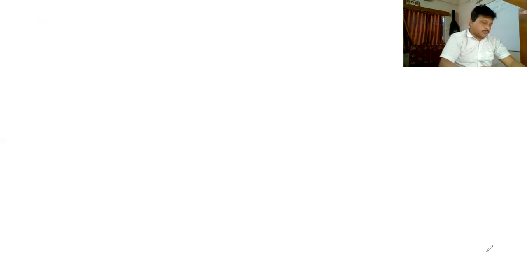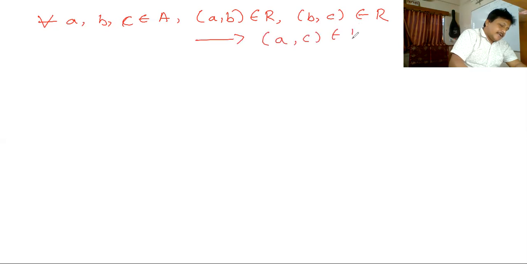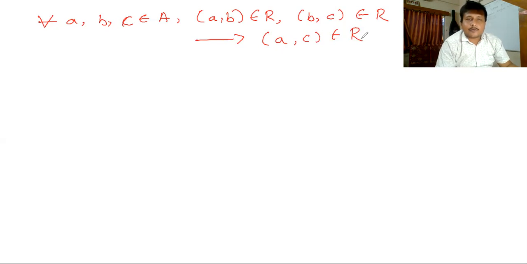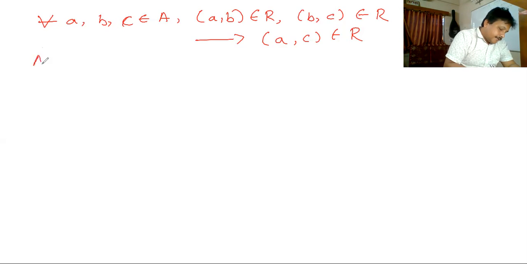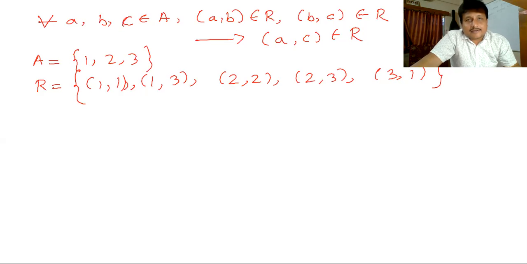transitive relation is. To do that, you take any a, b, c in capital A and you check if (a, b) belongs to R and (b, c) belongs to R, this should imply that (a, c) belongs to R. We shall check with an example this time again. You take capital A equal to {1, 2, 3} as we did earlier, and capital R equal to {(1, 1), (1, 3), (2, 2), (2, 3), (3, 1)}, my arbitrary choice. We shall check whether this relation capital R is transitive on capital A.